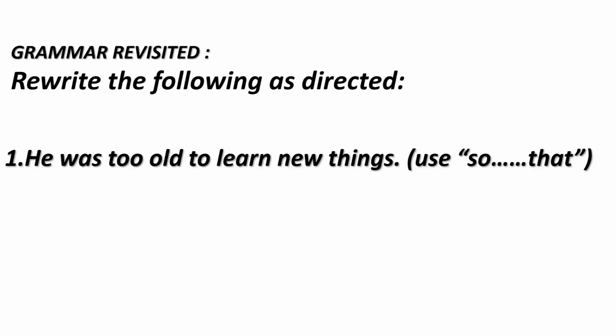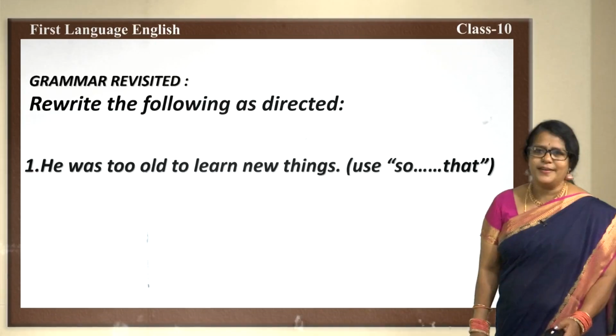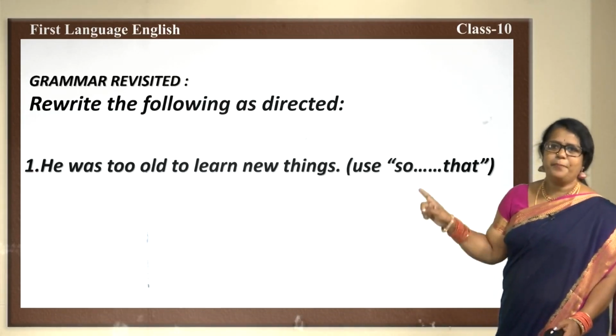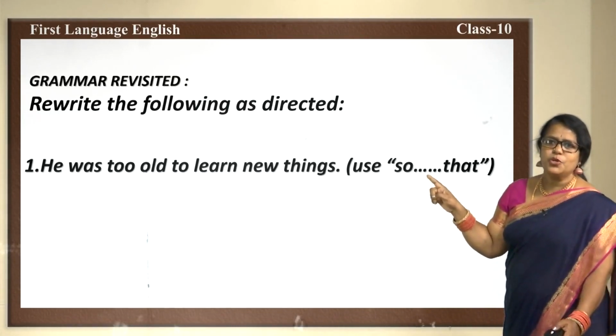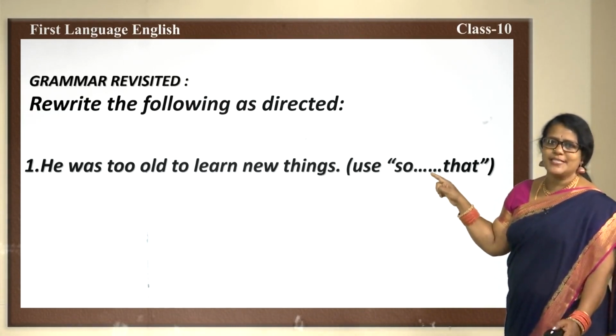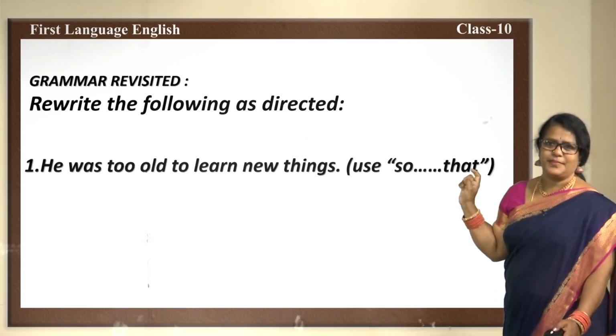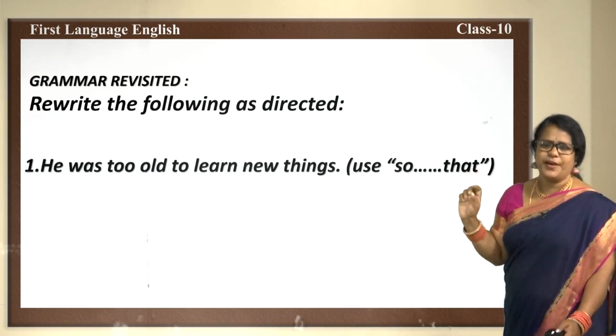Grammar revisited. Okay, let's see here. Rewrite the following as directed. In the bracket, there are some instructions given to us. Let's work out with this. He was too old to learn new things. In the bracket, there is an instruction. The instruction is use so dash that. Fine. Let's see how we are going to do it.